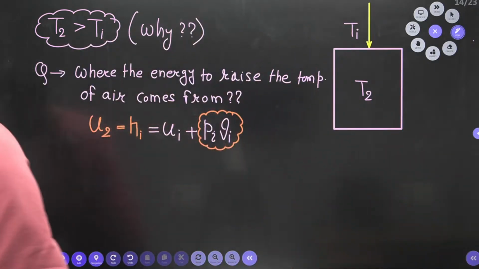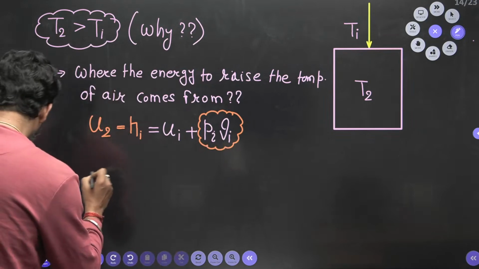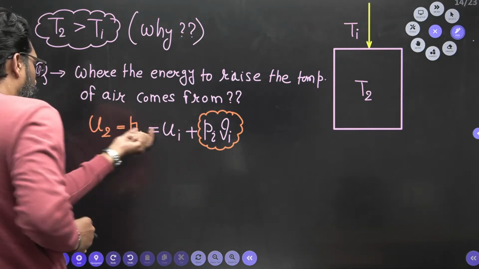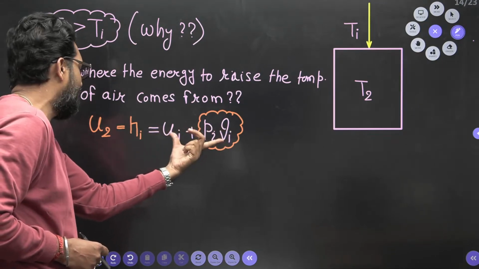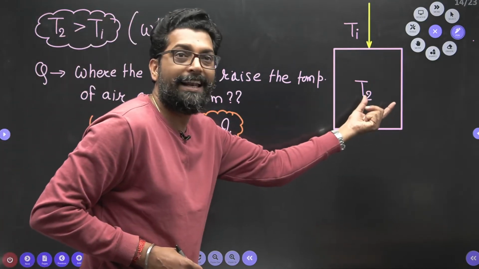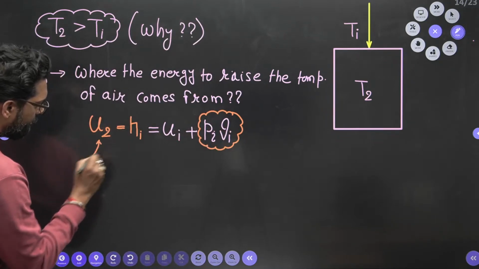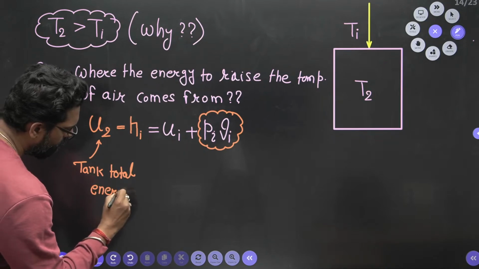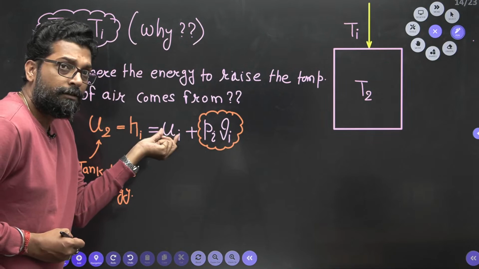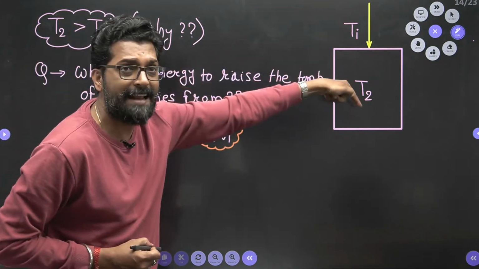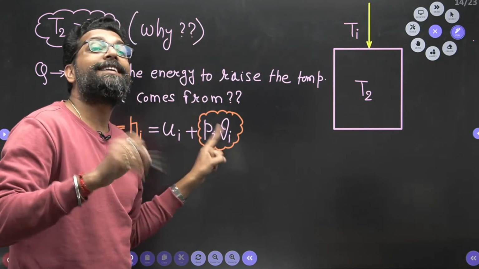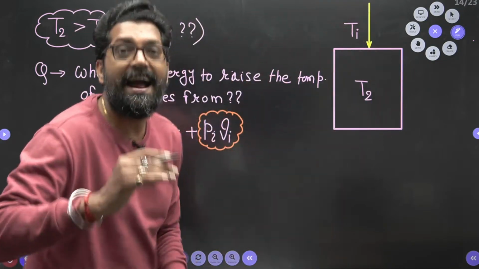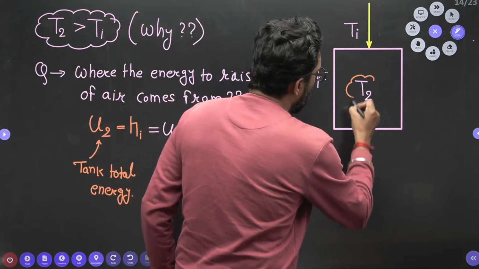This is your internal energy and this is your flow work. This total energy, internal energy entering plus flow work entering, is converted into the total energy of the tank. This is your tank total energy. This is the internal energy which comes in through the supply line, and this is the flow work which comes in through the supply line. And this flow work is responsible for the increase. Why? Because it is R into T, and that temperature is extra added, which will increase the temperature of this system.